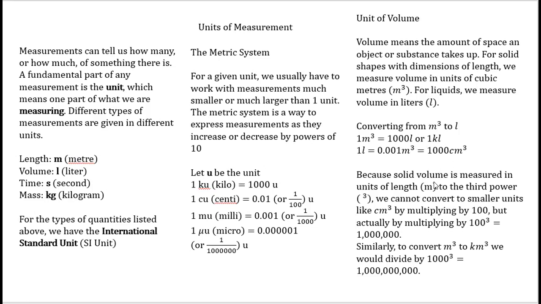Because solid volume is measured in units of length, such as meter to the 3rd power, we cannot convert to smaller units like centimeter cube by multiplying by 100. We have to multiply by 100 cube, which is 1 million. And to convert meter cube to kilometer cube, we would divide by 1,000 cube, which is 1 to the power of, and let me show you how this annotation actually works. All right, just a second.